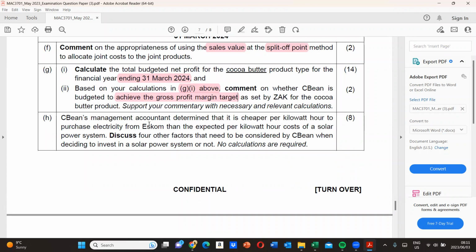And then C, Beans Management Accountant determined that it is cheaper per kilowatt hour to purchase electricity from ESCOM than the expected per kilowatt hour cost of a solar powered system. Discuss 4 other factors that need to be considered by CBIN when deciding to invest in solar power system or not. Right. This question, of course, we're not going to do it in detail, but let's discuss it before we even go to the scenario. What can you guys think of in regards to this?